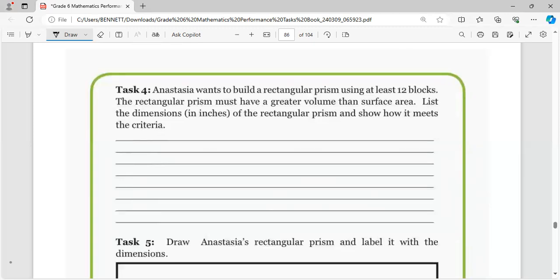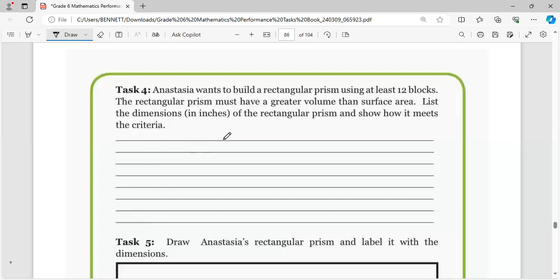Okay. Irregular shapes. It says Anastasia wants to build a rectangular prism using at least 12 blocks. The rectangular prism must have a greater volume than surface area. List the dimensions in inches of the rectangular prism and show how it meets its criteria. So this one, notice the words rectangular prism. What is it that they really want? Give us a word beginning with C for rectangular prism. Cuboid. Cuboid, that is it. Thanks, Sakina.